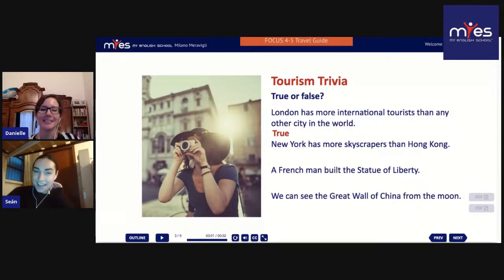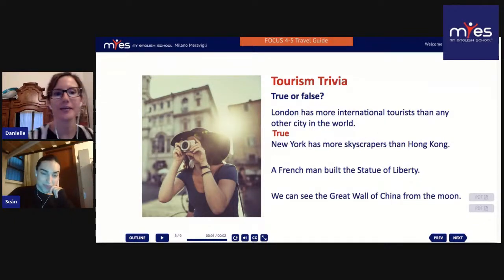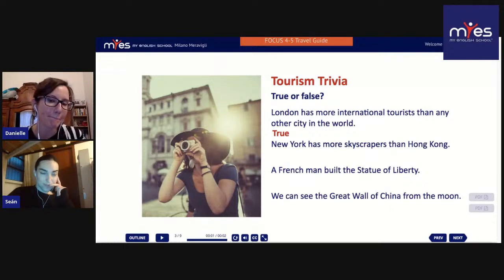Okay. What about the next one? New York has more skyscrapers than Hong Kong. Okay. So, skyscrapers. This is an interesting word. Does anyone know what a skyscraper is? If not, Sean, do you want to explain?